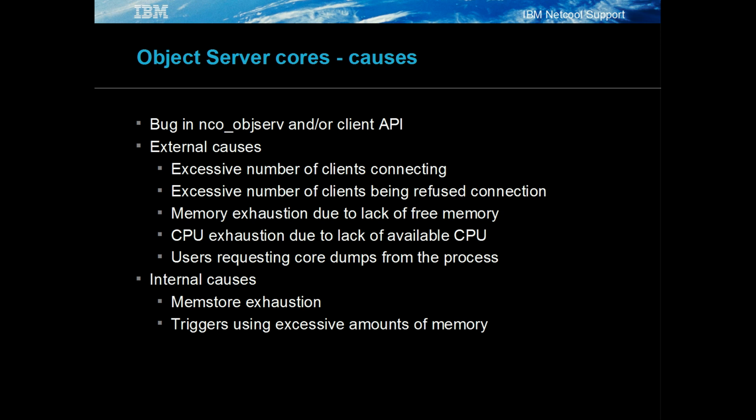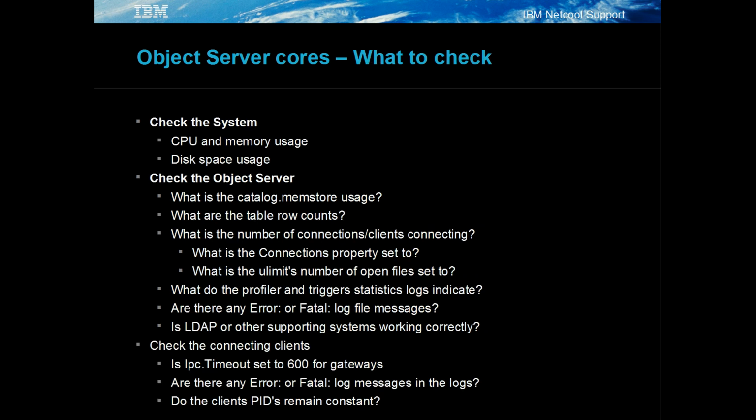The other cause of object server crashes is an application or API bug. Here is a list of things that you can check. Usually crashes are created due to memory issues, which are created by a number of factors. A fatal log message suggests something happened that the object server was unable to recover from.